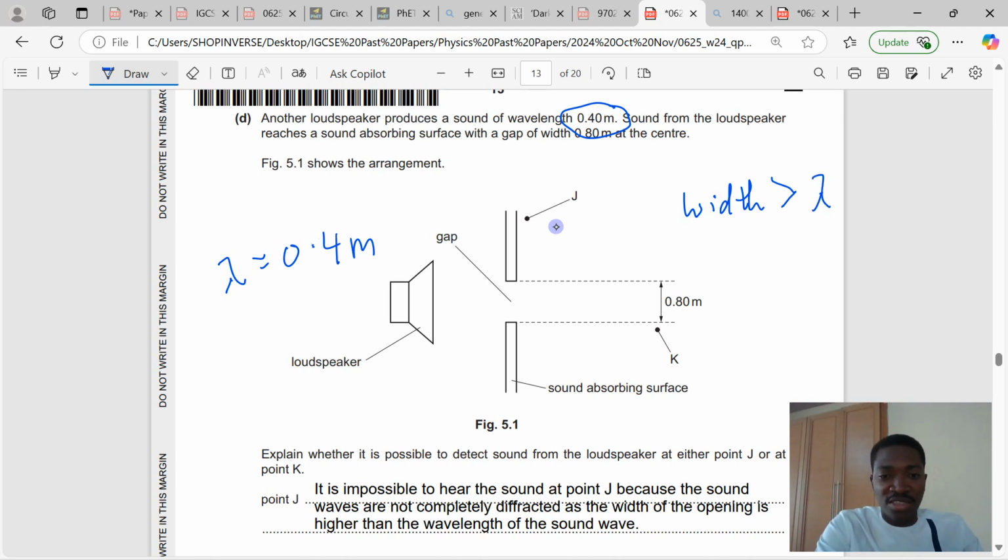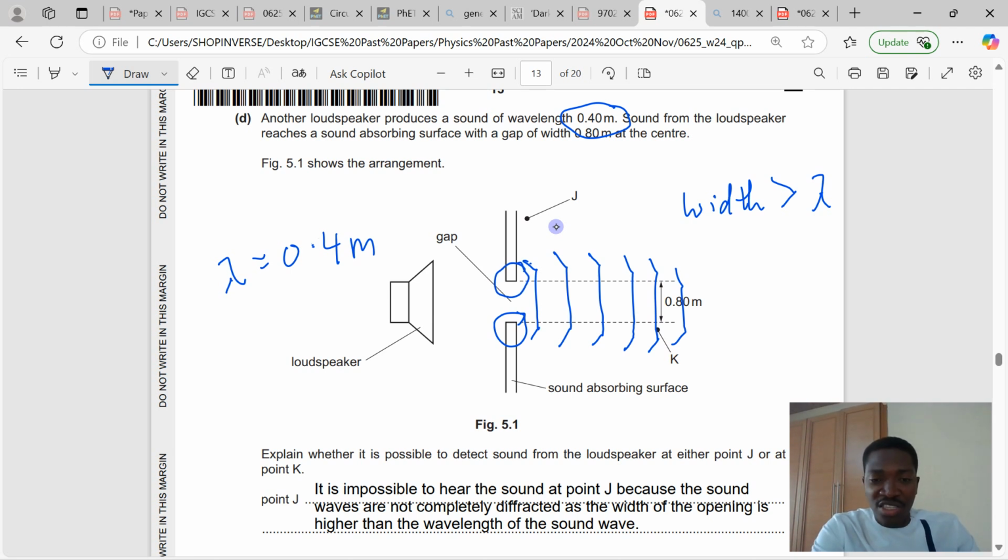But in reality, the wave will not just be straight lines. The wave will be slightly curved at the edges. Because of what? Because of the sharp edges. As long as there are sharp edges, there will definitely be diffraction, okay?